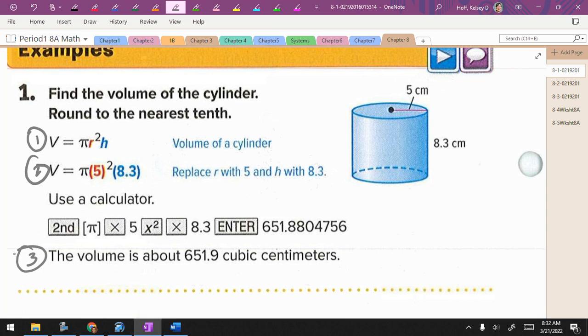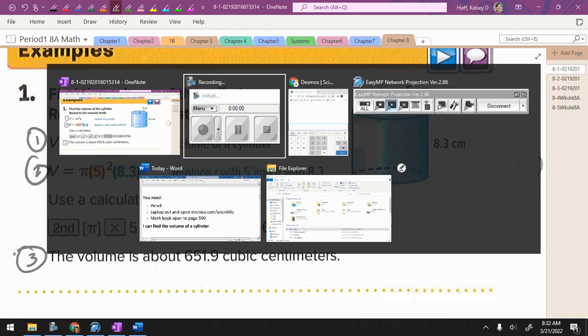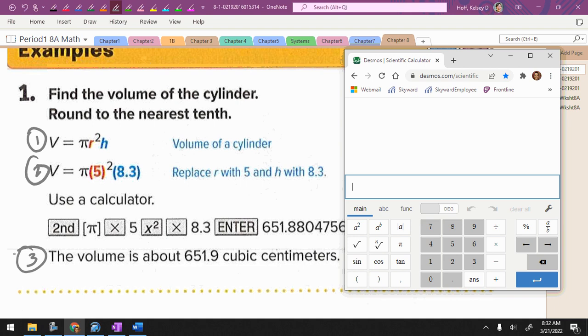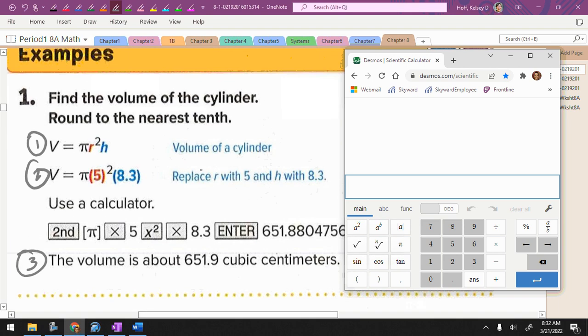Pi, they left as pi. 5 is your radius, the distance from the center of the circle to the outside edge. And then your height is 8.3. Okay? Go to your Desmos calculator. We're going to calculate this together because I want you to practice how you put it in your calculator. The first thing you should type in is your radius squared. So we need to type in 5, and then your squared button. Make sure you either hit the blue enter or enter on your keyboard so it pushes that number up. Did you get 25?